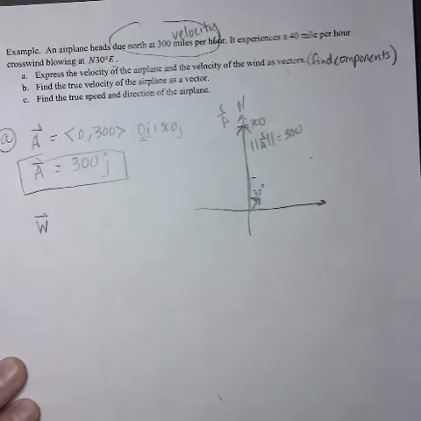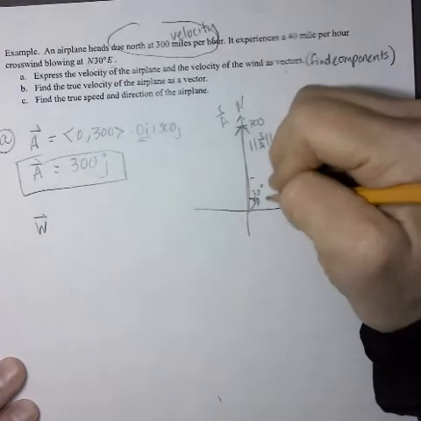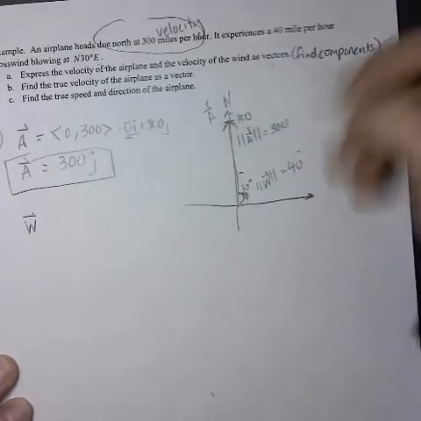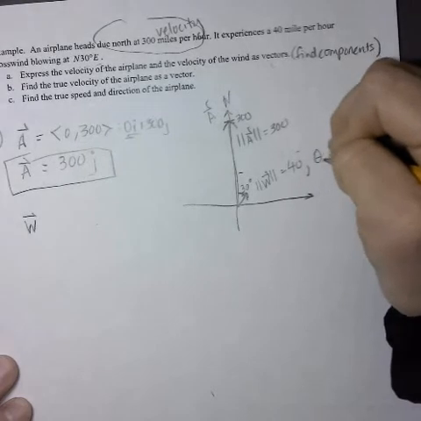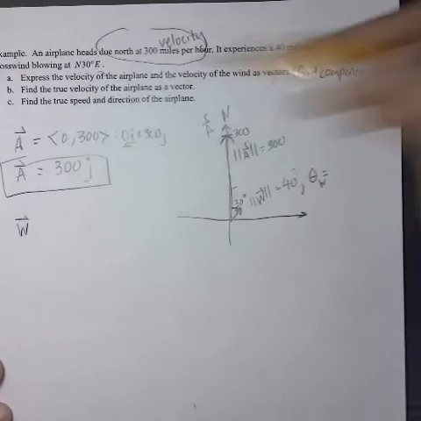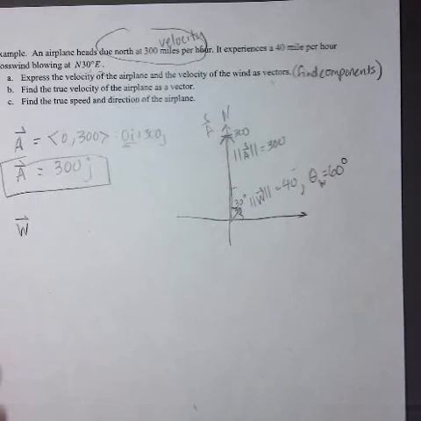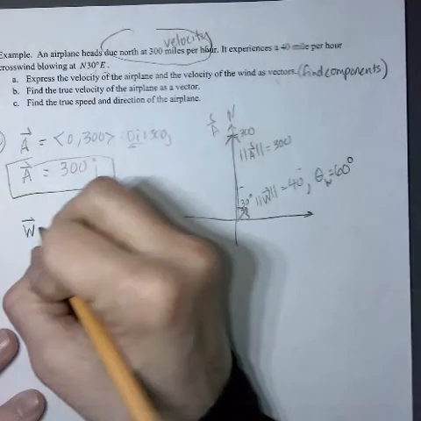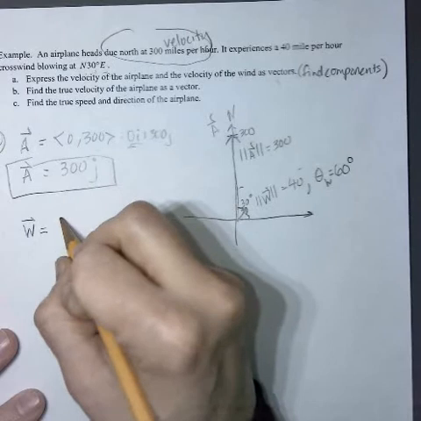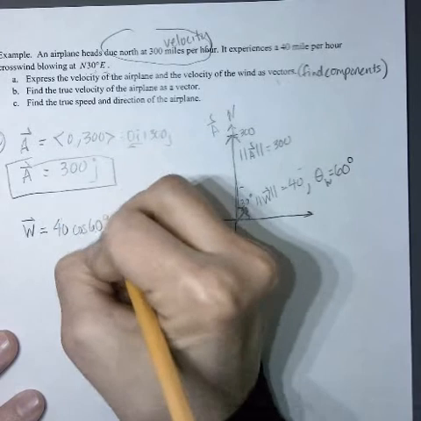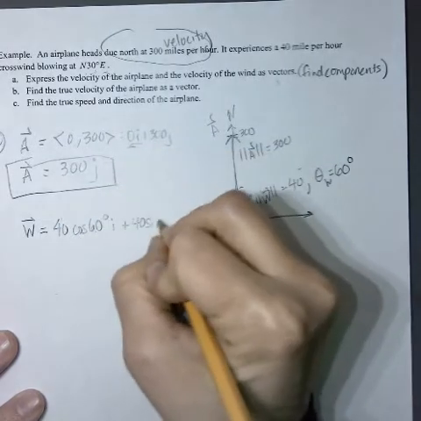Now, the magnitude of the wind is 40. And then the direction of the wind, I'll just call it theta, so W, is not 30. You have to measure from here. It's going to be 60 degrees. And that's really key. That's where a lot of people mess up. That'll get the wrong components if you use 30 degrees. So the wind is, take the magnitude 40, cosine of 60 degrees I plus 40 sine of 60 degrees J.